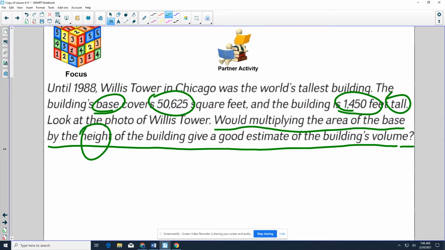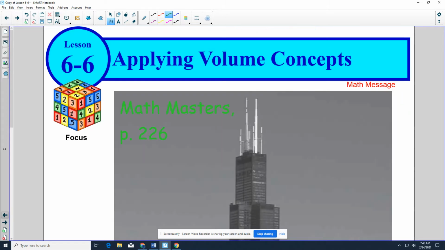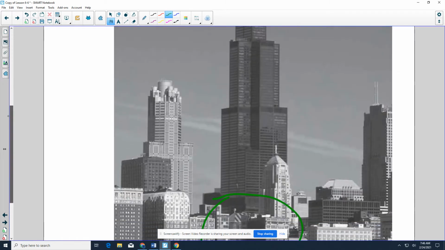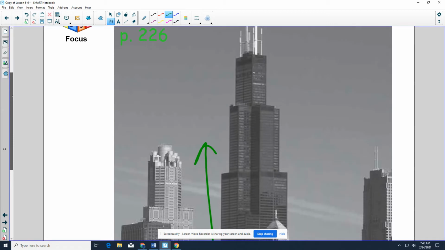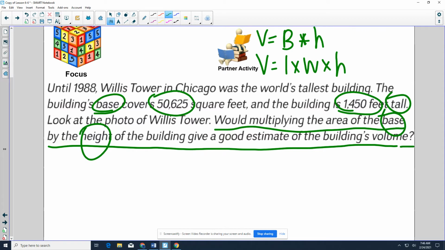And if you remember, we have two formulas for volume. You could say base times height, or you could say length times width times height. So let's go back and look at that photo for a minute, and I want you to think about that. Do you think you could take the base, which would be the bottom, and you can't really see it down here, but they're telling you the measure, right? The base would be where it's sitting on the ground, and then obviously its height would be from the base or from the ground all the way to the top there. So think about that. With those given numbers, could we come up with a good estimate on the building's volume?